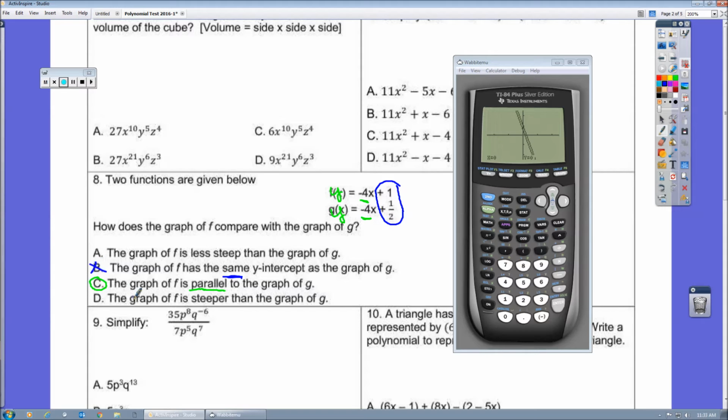So it can't be B. Chances are you probably picked B. They're not less or more steep because the slopes are the same. So the steepness did not change. So our answer is C.